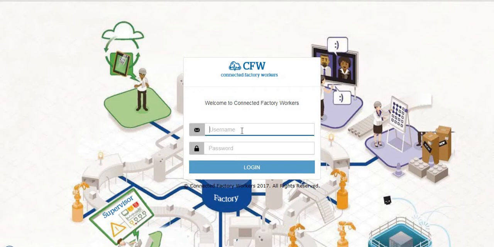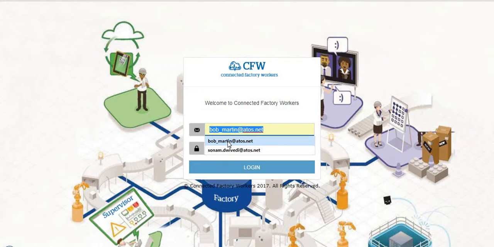Hi, this is a solution, Connected Factory Workers, which we have developed specifically for industries where workers are employed in health hazardous job roles. For this solution we have 5 workers and 1 supervisor. I am logging in with the credential of 1 worker so that he can view his health vitals.